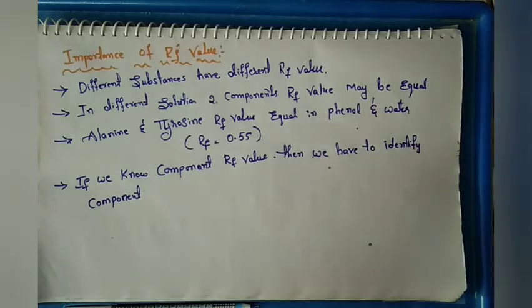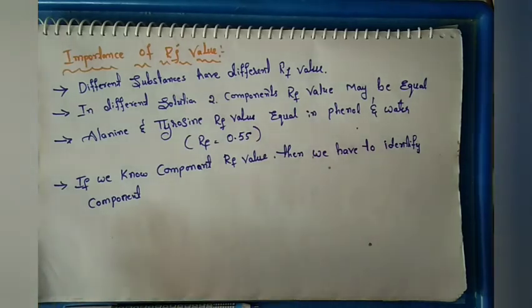First one, different substances have different RF values. If phenol has one RF value, at the same time tyrosine also has a different RF value. But depending upon the mobile phase, the RF value may change. So different substances have different RF values.